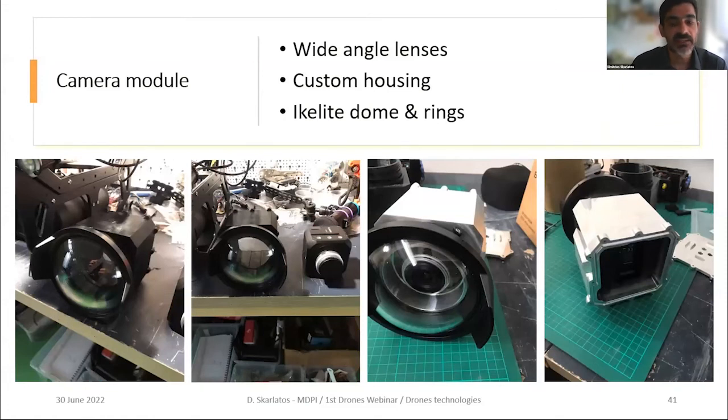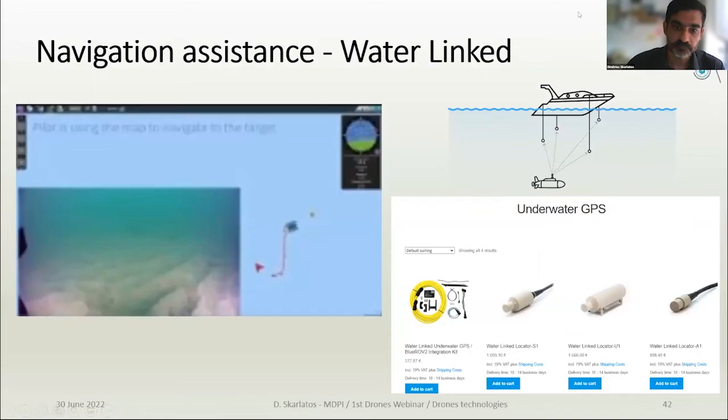We had to design our own enclosure, so this was custom made. It was 3D printed initially, and then you can see the aluminum case here. We fitted the Ecolite dome in front, so proper underwater glass and rigs, and we have a very good camera with very small dimensions to reduce drag.